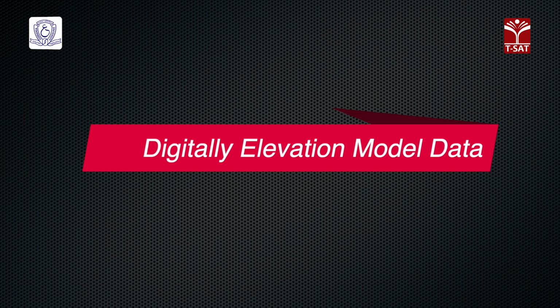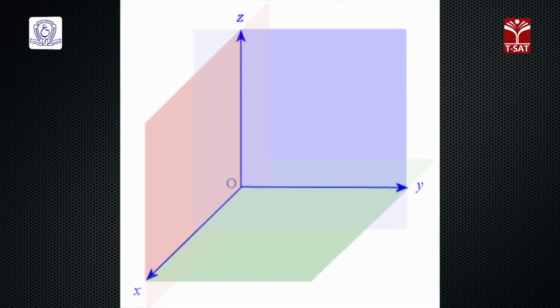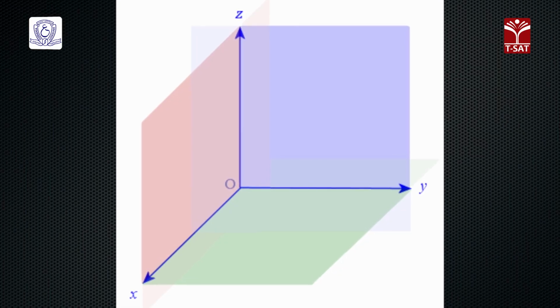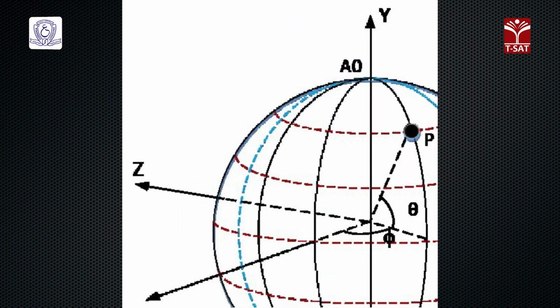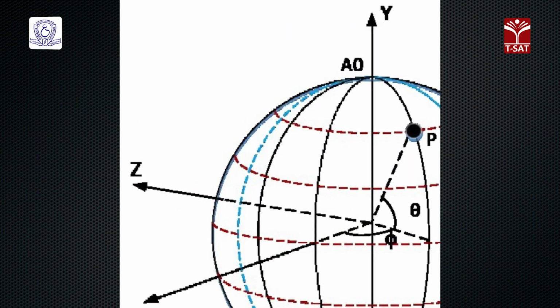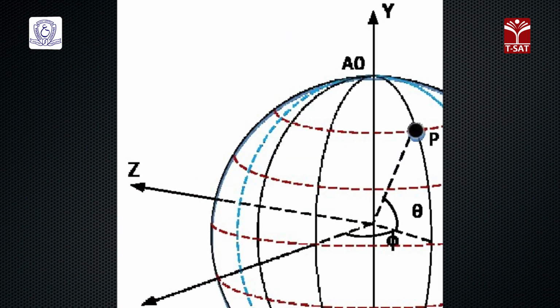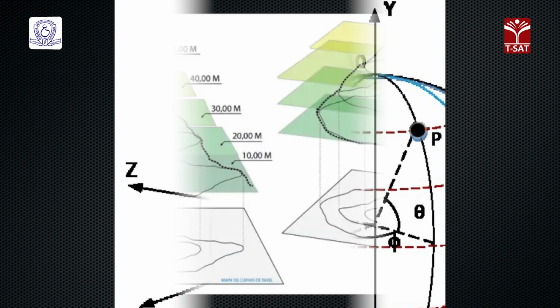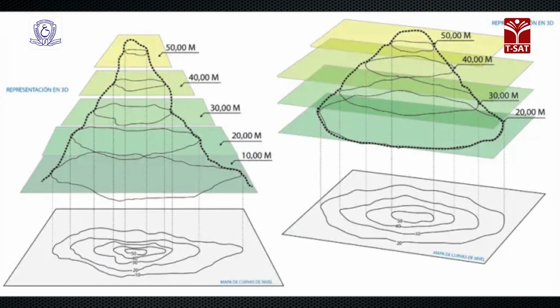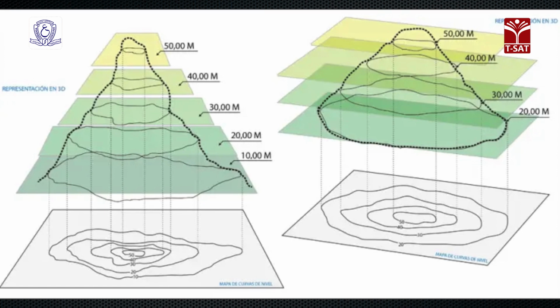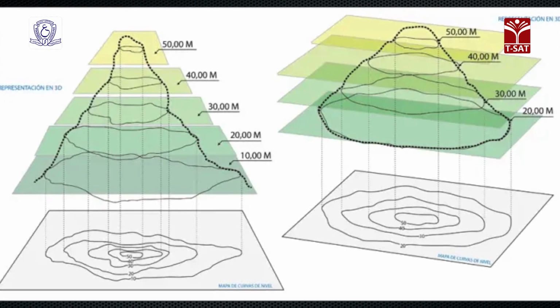Digital elevation model data. Digital elevation models are one of the most versatile examples of raster data. These files contain x and y coordinates which indicate location along with the z coordinate which indicates the elevation of that location. Digital elevation models can be used to support numerous topological applications.